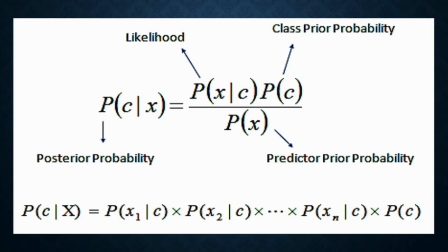Now let's look at the mathematical formula. Naive Bayes is P of C given X equals P of X given C times P of C divided by P of X. Here P of C given X is the posterior probability of class given features. P of X given C is the likelihood, P of C is the prior probability of class, and finally P of X is the evidence.